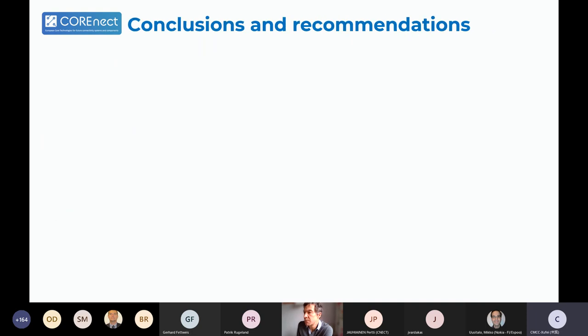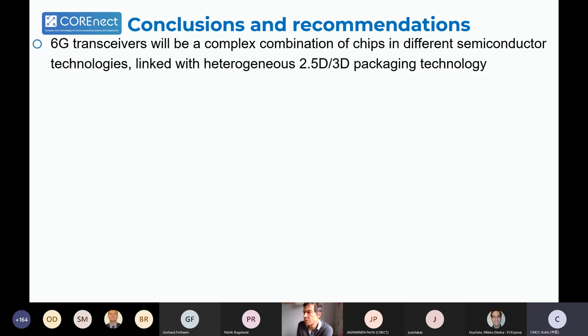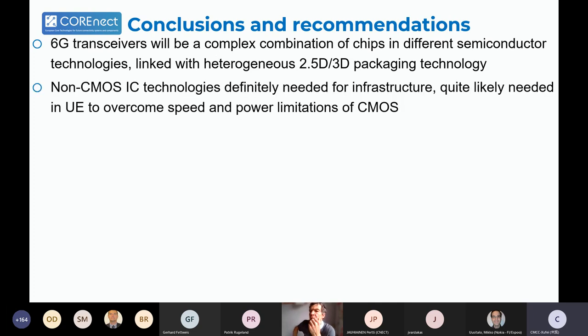So let me now come to the conclusions. So we see 6G transceivers will be a complex blend of many chips due to the beamforming, using different semiconductor technologies, and they will be linked together with heterogeneous 2.5D or 3D packaging technology. Now, CMOS probably cannot do it alone.